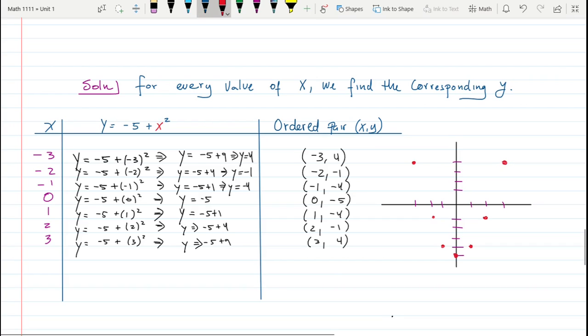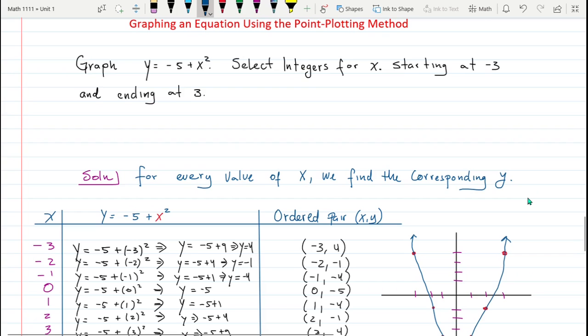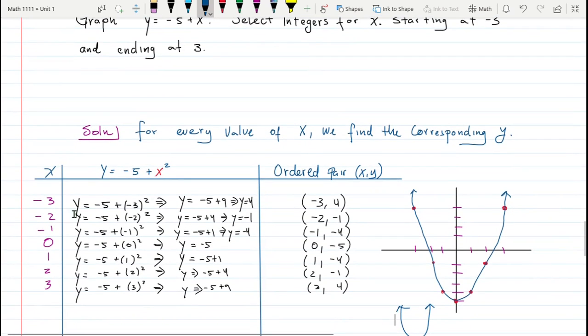So maybe you see that we're getting somewhat of a curve, and what we want to do is draw this so that the endpoints go on forever, like those lines right there. And we get something like this, right? Obviously it should be a smooth curve, but we get the idea, right? The graph should look something like this. Okay, and that's how we graph using the point plotting method, by going through some values of x, plugging them into the equation, and then converting that into an ordered pair.